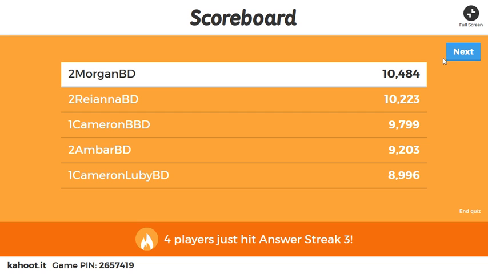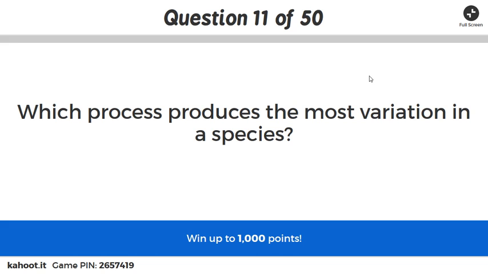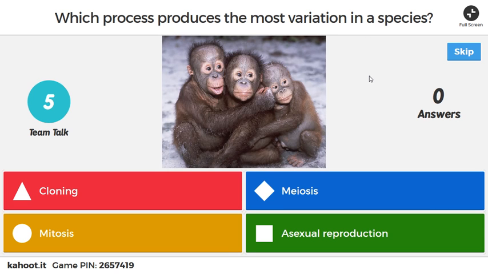All right, so we see Morgan's still in the lead. Let's keep going. So which process produces the most variation in a species? If you're having trouble answering this one, you can always look down below and you can find out which ones are the same, and that might help you answer this question.